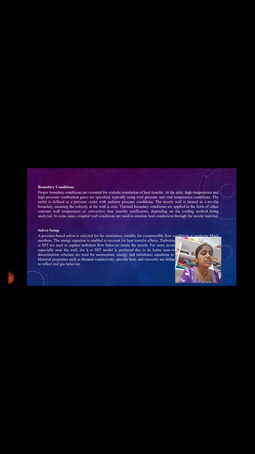Next, boundary conditions. Proper boundary conditions are essential for realistic simulation of heat transfer. At the inlet, high temperature and high pressure combustion gases are specified, typically using total pressure and total temperature conditions. The outlet is defined as a pressure outlet with ambient pressure conditions. The nozzle wall is treated as a no-slip boundary, meaning the velocity at the wall is zero.